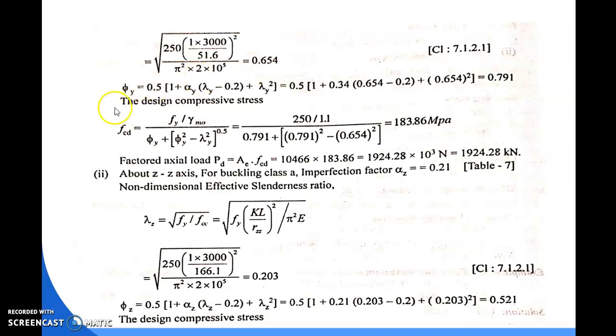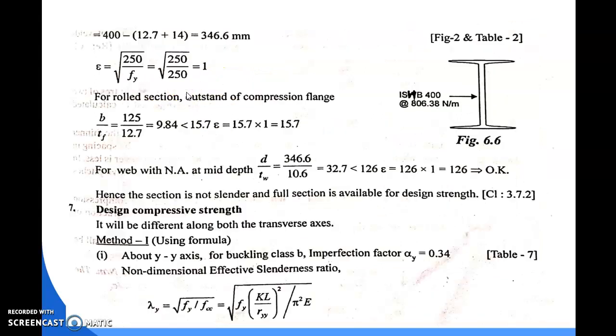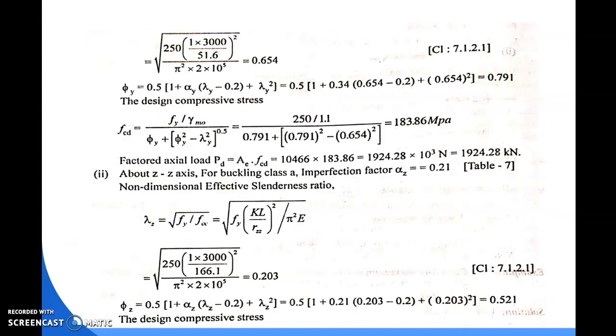Then the next factor is phi. We know that phi equals 0.5 times 1 plus alpha into lambda minus 0.2 plus lambda square. In case of buckling in the YY axis, the buckling class is B. So for buckling class B, the alpha value is 0.34 from table number 7. We put the value of alpha here, and by calculating, we got the value of phi as 0.971. Hence, we got the value of phi as well as lambda.